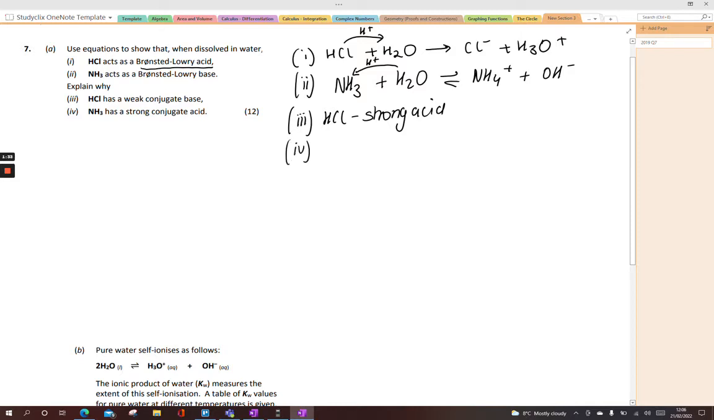And that leads us into the IV there. Ammonia has a strong conjugate acid. And the reason I got that, think of your opposites there. It is a weak base. So the weaker the base, the stronger the conjugate acid. So again, elaborate that up for yourselves.